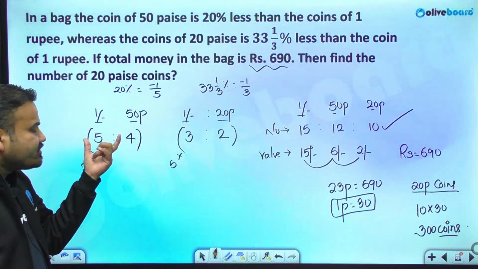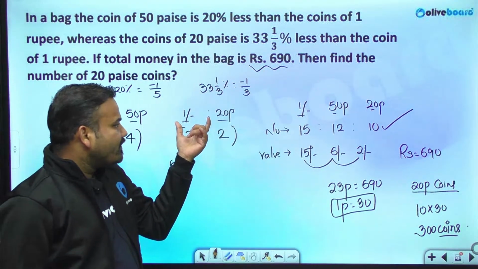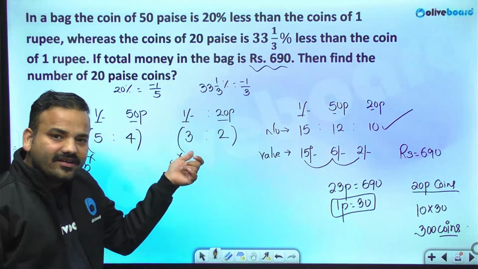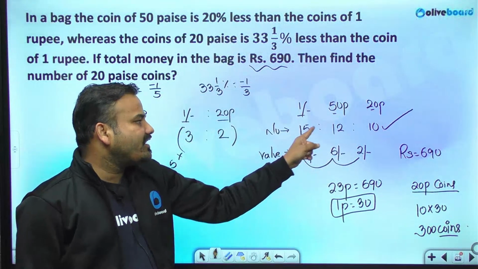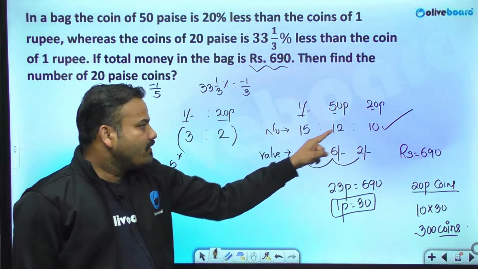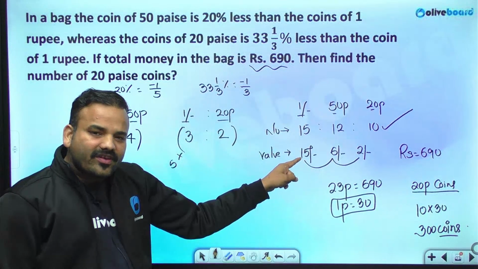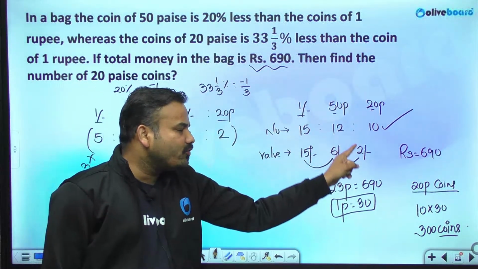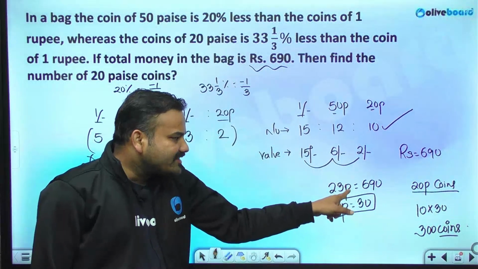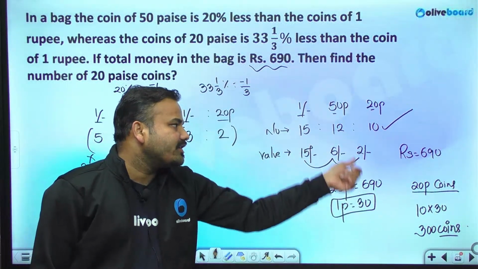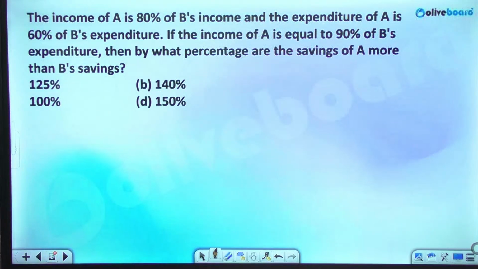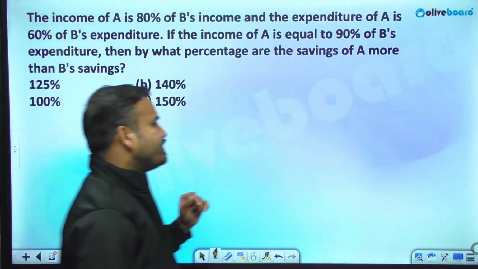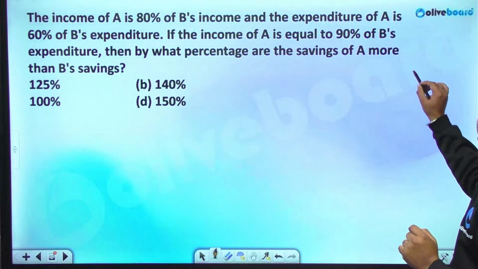First we were having the ratio of 1 rupee and 50 paise. Then we had a ratio of 1 rupee and 20 paise. I made that 1 rupee part constant. The moment I made it constant, the desired ratio is this. You can also consider this as 15x, 12x and 10x. 15x of 1 rupee means 15x rupees. This will be 6x rupees and this will be 2x rupees. So the entire money will be 23x, which is equal to 690. x will be 30. So 30 into 10, that is 300 coins of 20 paise. Oh, very beautiful. How beautiful this question is designed. Beautiful question.